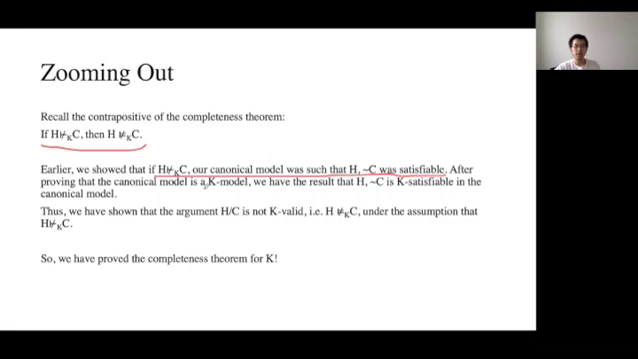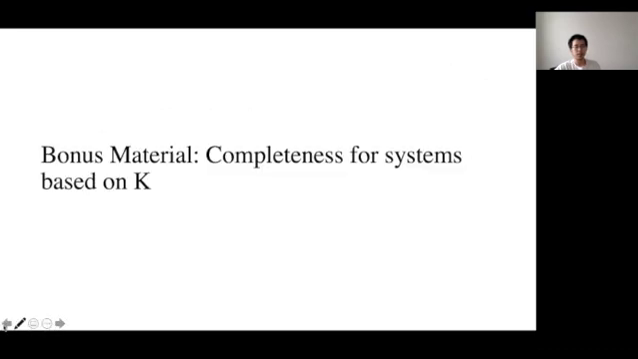After proving that the canonical model is in fact a K model, we have that the canonical model satisfies H and the negation of C. So we've shown that C is not a semantic consequence of H under the assumption that H does not prove C. So we've proven the completeness theorem for K. Hooray.